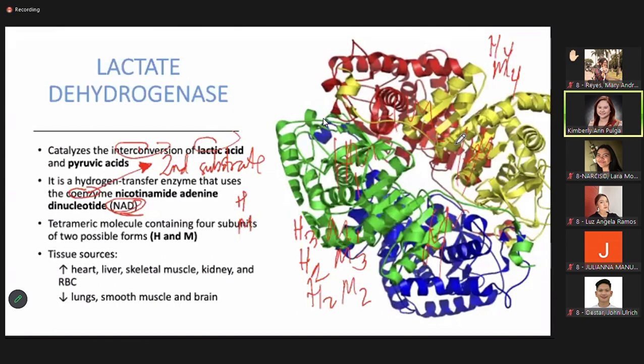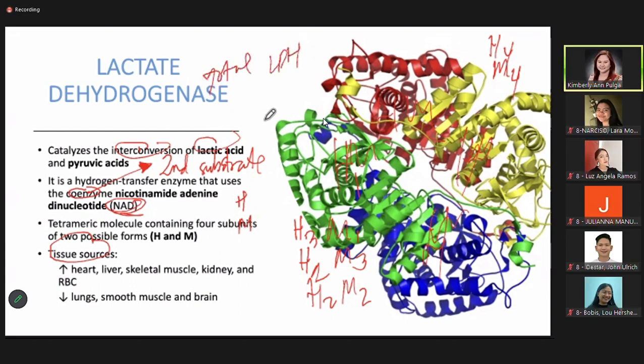And your lactate dehydrogenase is widely distributed in the body. As you can see here, you have the tissue sources. Makikita siya sa heart, liver, skeletal muscle, kidney, and RBC. Mataas yung concentrations nila doon, no? And mababa naman sa lungs, smooth muscle, and brain. So, since madami ang tissue sources nito, yung ating total LDH is considered non-specific. Kasi nga, madami to sa several tissues. It can be seen, or the presence of this can be seen in several tissues.